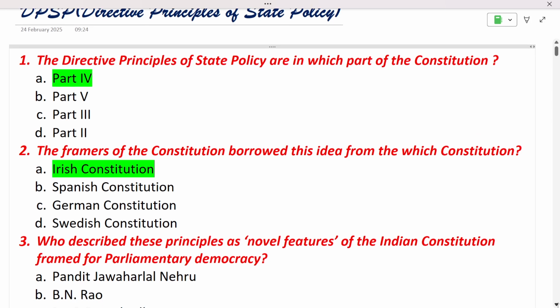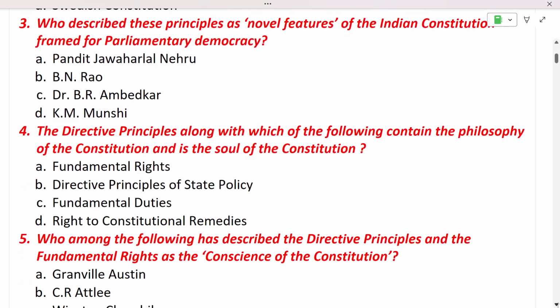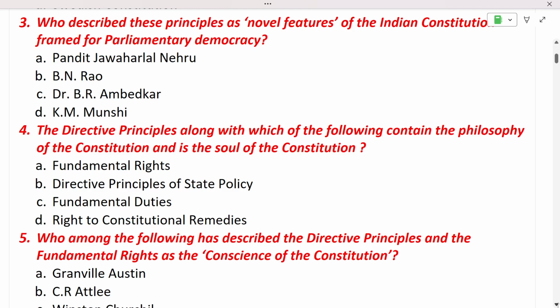Next. Who described these principles as novel features of the Indian Constitution framed for parliamentary democracy? Option A, Pandit Jawaharlal Nehru. Option B, B.N. Rao. Option C, Dr. B.R. Ambedkar. Option D, K.M. Munshi. So the answer is Dr. B.R. Ambedkar.